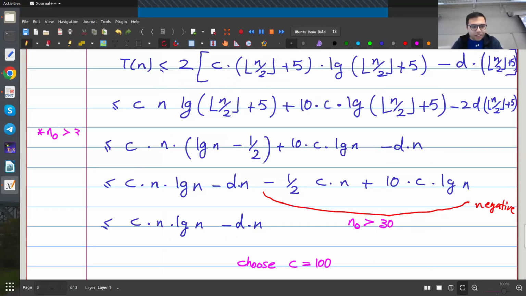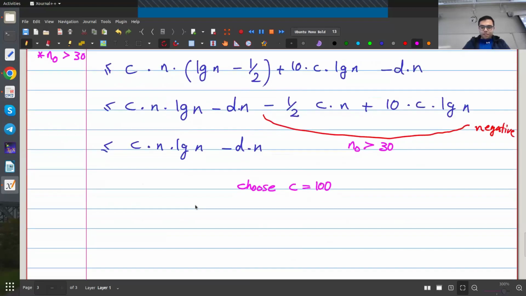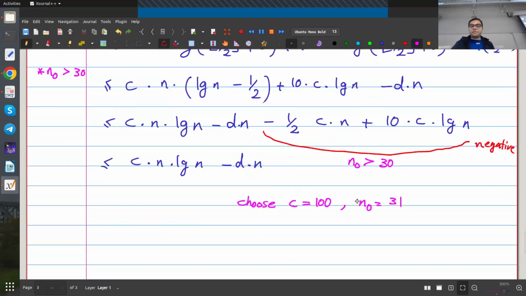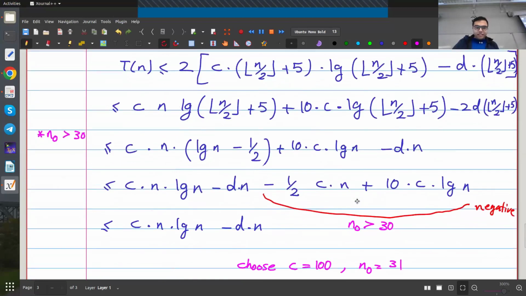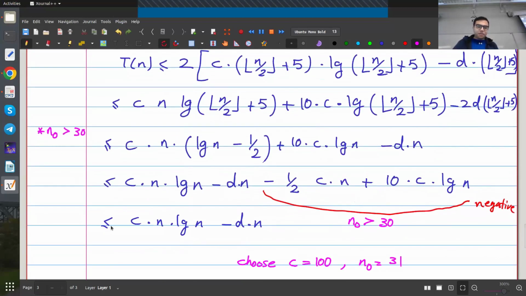So as long as I choose my n0 to be more than 30, and I choose my c to be exactly 100. So actually, let's choose the n0 as well. Could I choose 30 itself or not? I don't remember, 31. So I choose my n0 to be 31, and I choose my c to be 100. And now my induction step goes through. But of course, I have to also do the base case of the induction, and show that it holds for n0.